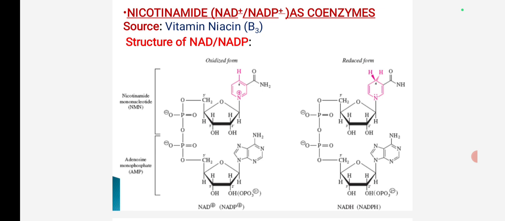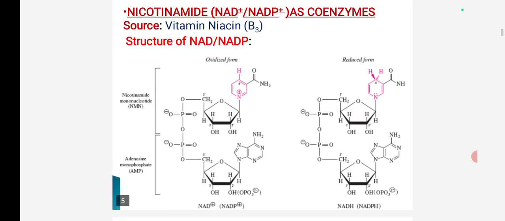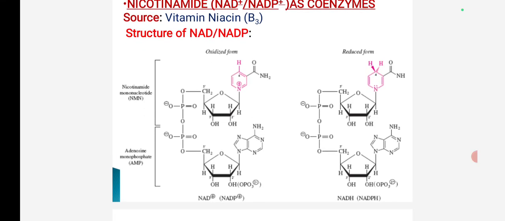Now we can discuss each coenzyme in depth. First one, nicotinamide, NAD or NADP plus, as a coenzyme. Source for NAD: vitamin niacin, vitamin B3. This is the structure of NAD as well as NADH. First one is NAD, either phosphorylated or dephosphorylated form. Second one is NADH, the reduced form of niacin.